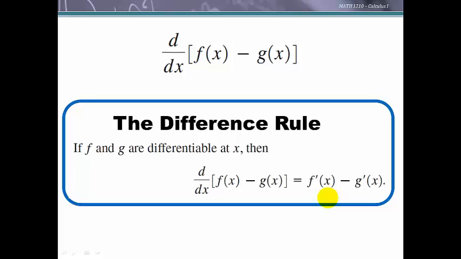These rules are going to be very important because they will enable us to find derivatives of polynomials very quickly, because essentially polynomials are going to be comprised of multiples of powers of x and various terms added or subtracted. So by combining all of these rules, we'll be able to differentiate all polynomials very quickly.